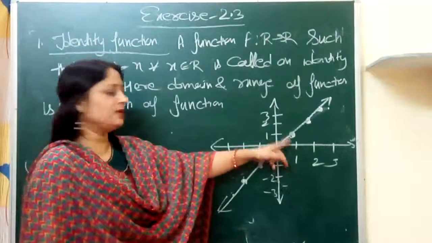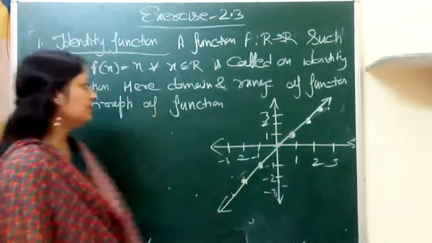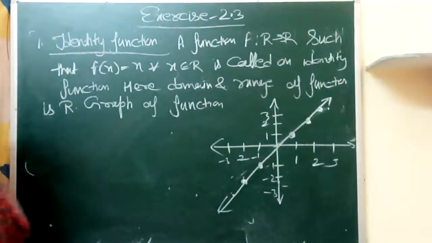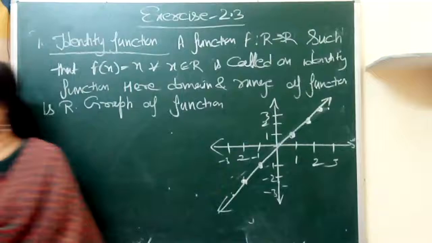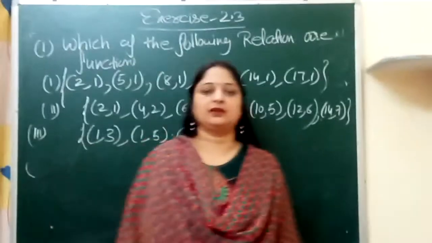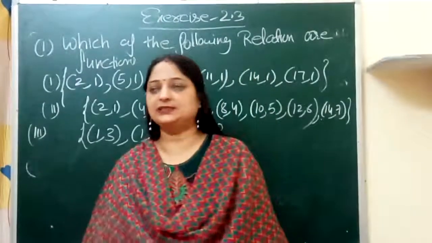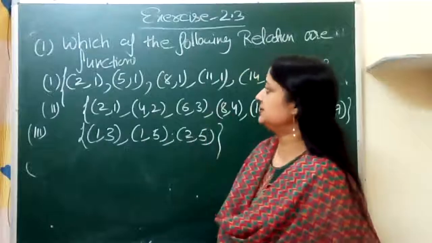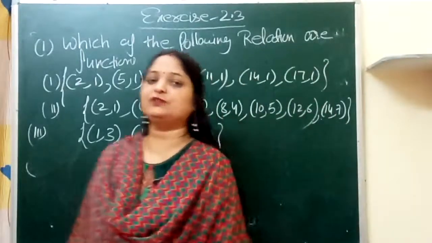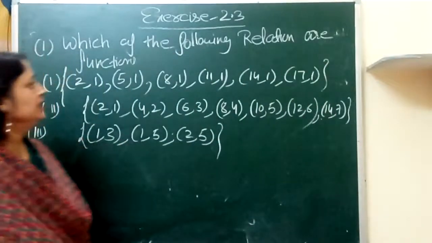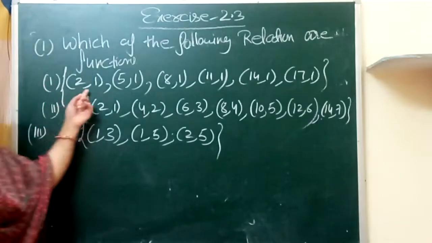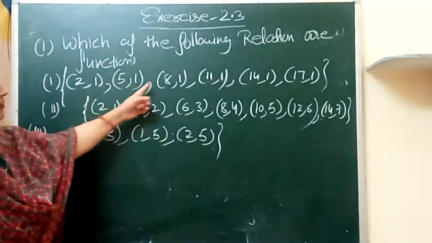Now let us start exercise 2.3. In this exercise, you have to show which of the relations are functions. The first part is (2,1), (5,1), (8,1), (11,1), (14,1) and (17,1). Are they asking whether this is a function? Now let us check it.